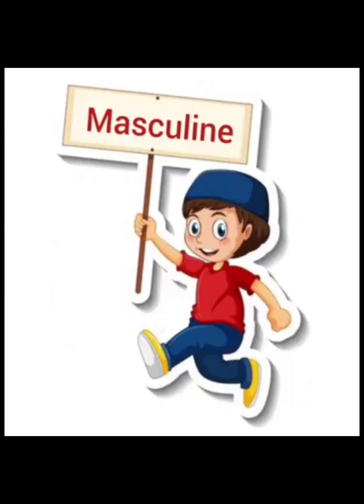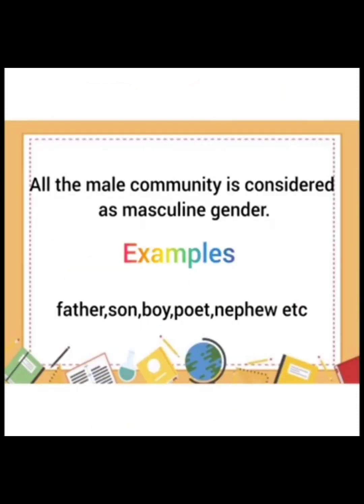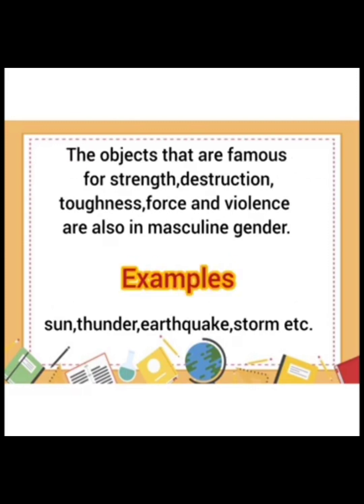Masculine gender: all the male community is considered as masculine gender. For example, father, son, boy, poet, nephew. As far as poetry is concerned, the poets use different objects to enhance their writings. Then the objects that are famous for strength, destruction, toughness, force, and violence are also in masculine gender. For example, sun, thunder, earthquake, storm, etc.